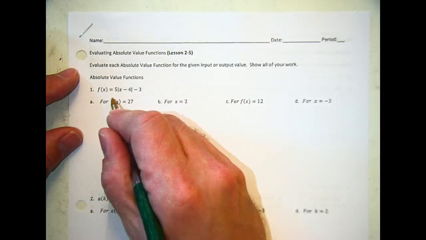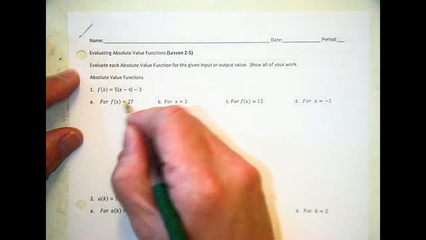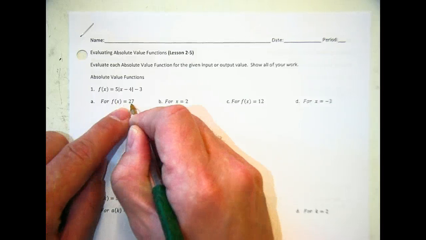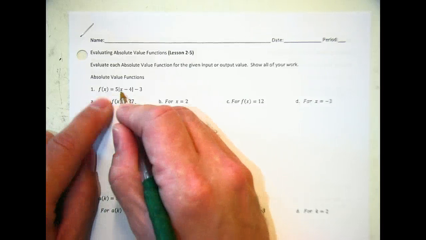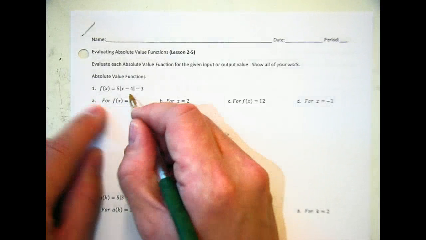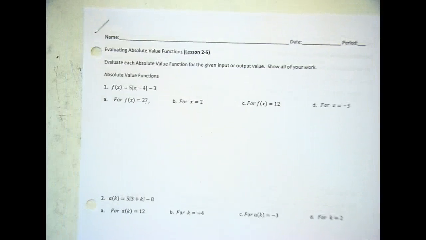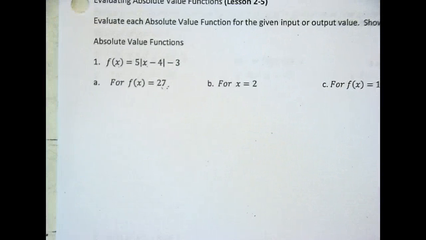Well, this says f of x equals 27. So there are two places that we can put this number. We can put it in for x, or we can put it in for f of x. Should we put the 27 in for f of x or for x? Tell your neighbor what you think. F of x.